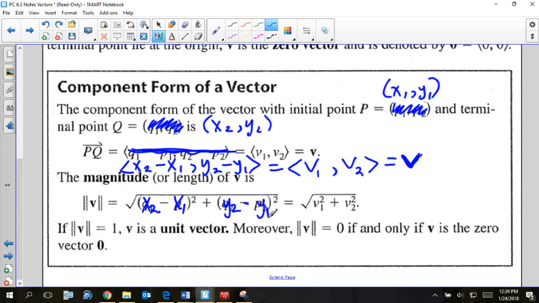And if you already know the component form, this is what I kind of showed you on the first page. If you know the v1, v2 numbers, you have a shortcut for doing your distance formula. You just take that number and square it, and that number, square it, add them together, and square root. So then it's like a squared plus b squared, square root it, and you get your c. So if we know the component form, that's a shortcut.